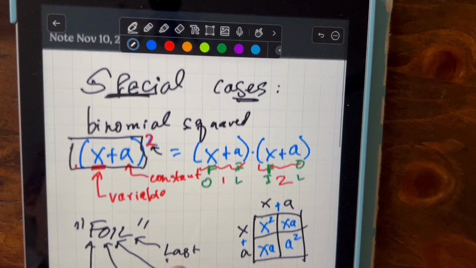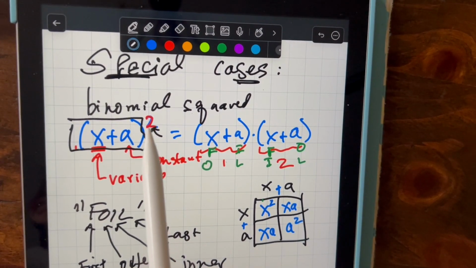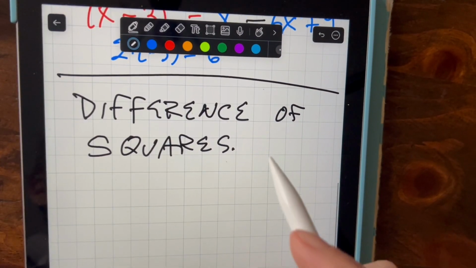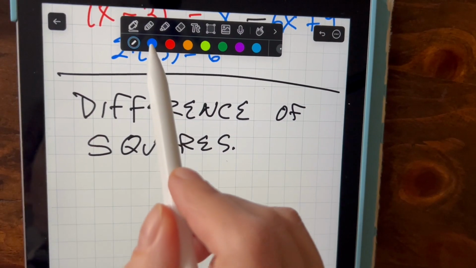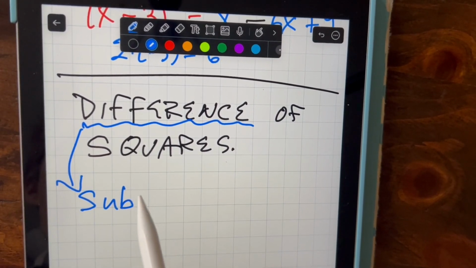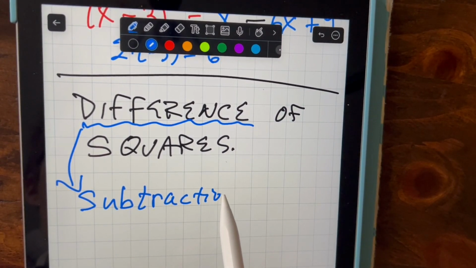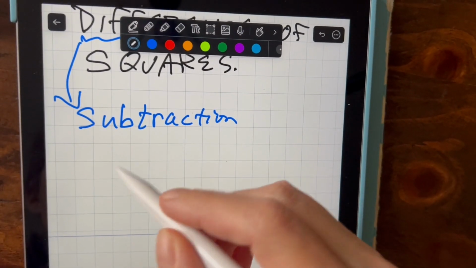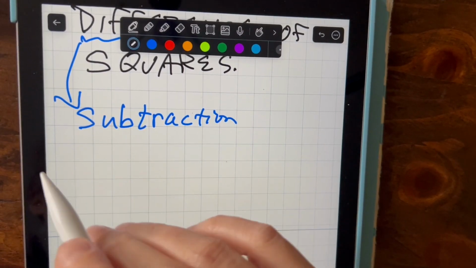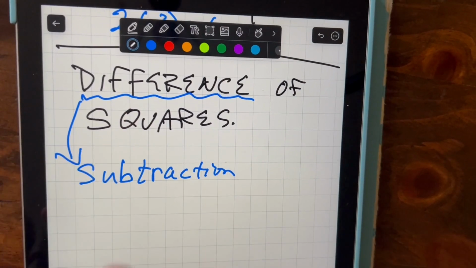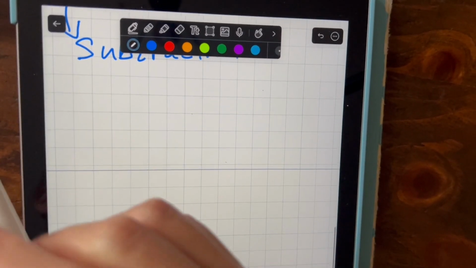Now we come to what's called the difference of squares. This was the whole thing squared, and when we FOILed it out, we got this. So the difference of squares is exactly that twice. So what does difference mean in the world of math? This is subtraction. Difference of squares is a really incredible phrase because it means the same thing in two different ways. It's almost a play on words in the English language.